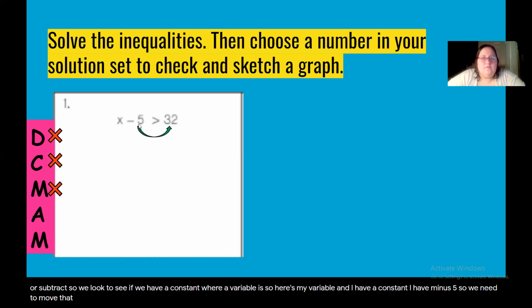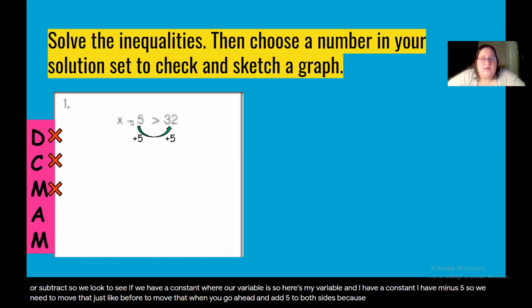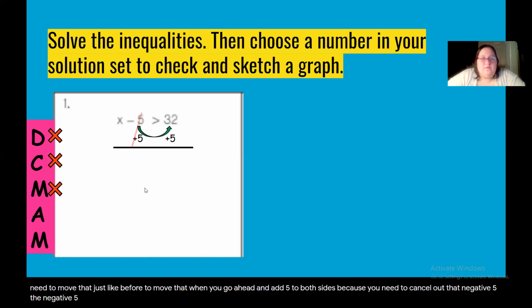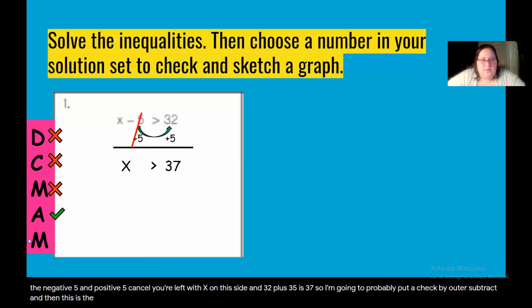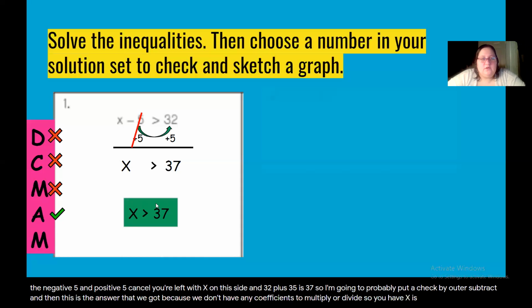Just like before, to move that, we need to go ahead and add 5 to both sides because we need to cancel out that -5. The -5 and the +5 cancel. You're left with x on this side, and 32 plus 5 is 37. So we're going to put a check by add or subtract. And then this is the answer that we got because we don't have any coefficients to multiply or divide. So you have x is greater than 37.